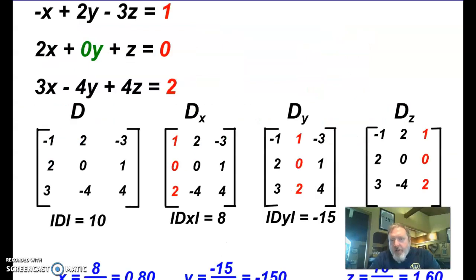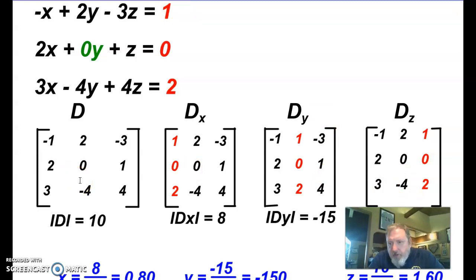Okay, next slide. 3 by 3 matrices. You don't have to change colors. A lot of times you'll just see this written as 2x plus z equals 0. So I just put the 0y in there to hold our column values to make sure we don't mess that up. So you can see matrix D, I just took our coefficients from the three equations, and that's D. For Dx, I replace this first column with 1, 0, and 2. Dy, replace the values in this middle column with 1, 0, and 2. And Dz, we replace the third column with 1, 0, and 2. So you can see that right there.